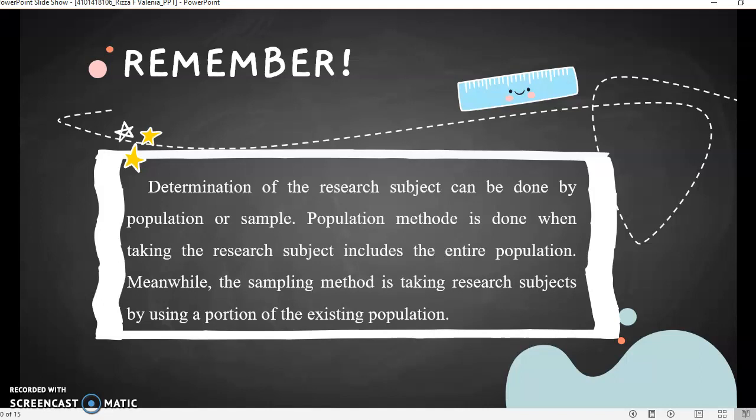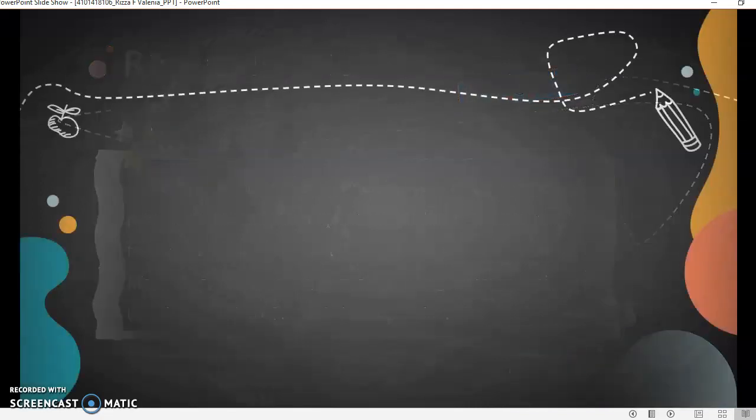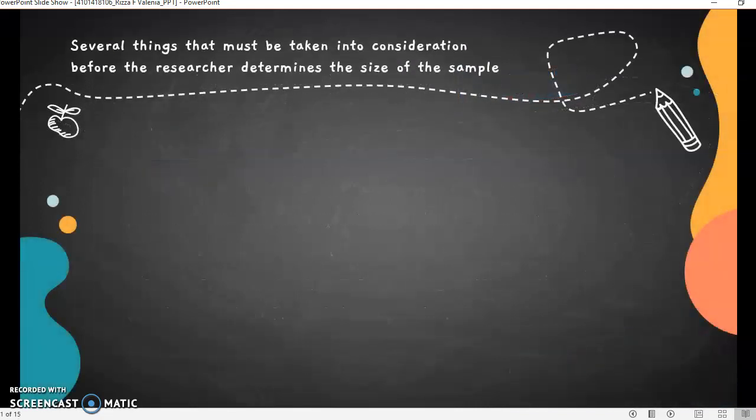Determination of the research subject can be done by population or sample. Population method is done when taking the research subject includes the entire population. Meanwhile, the sampling method is taking research subject by using a portion of the existing population. And then several things must be taken into consideration before the researcher determines the size of the sample. First, unit analysis.